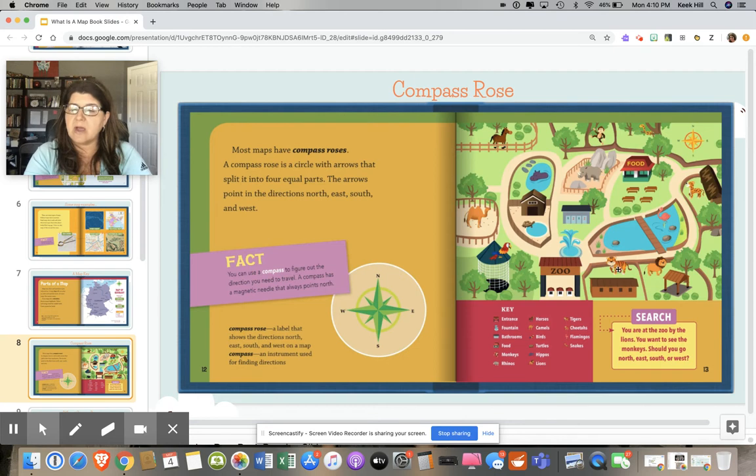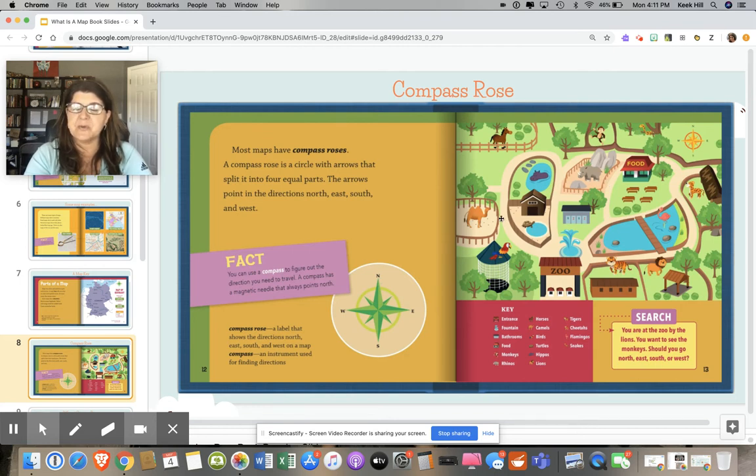Okay, so now what direction am I going to travel to go to see the monkey? Let's look at our compass rose. If I'm going up, what direction is it? North. Yeah, I have to travel north to go visit the monkeys.